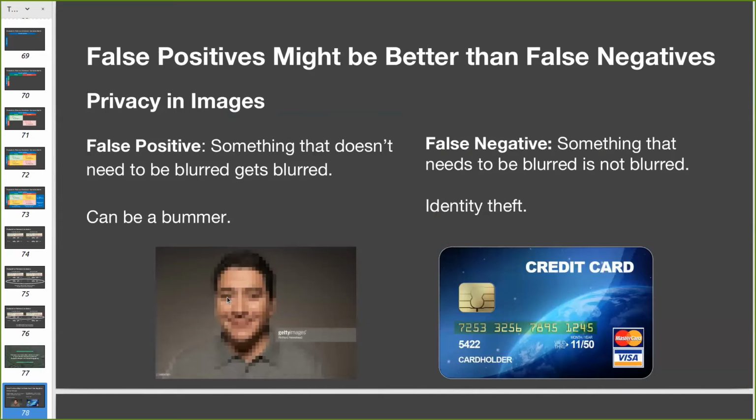Now let's compare it with what's happening on the right side. Here, we have a credit card image, and the system is supposed to blur this image so that the credit card number is not visible to everybody. But the system fails to do it, which means it's not blurred. Now, this is a false negative, whose impact is much more than the false positive that we have on the left. So it's kind of a trade-off that you have to choose. In some cases, you have to try and minimize false positives, and in some cases you have to try and minimize false negatives.